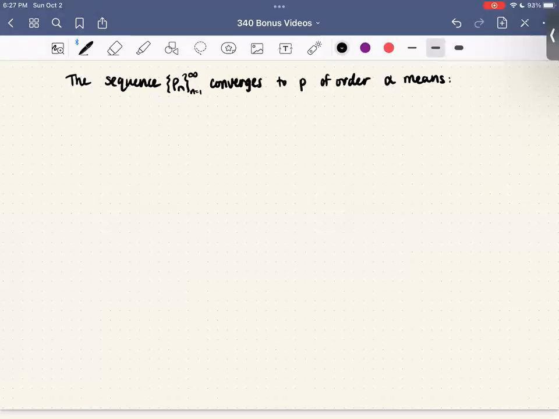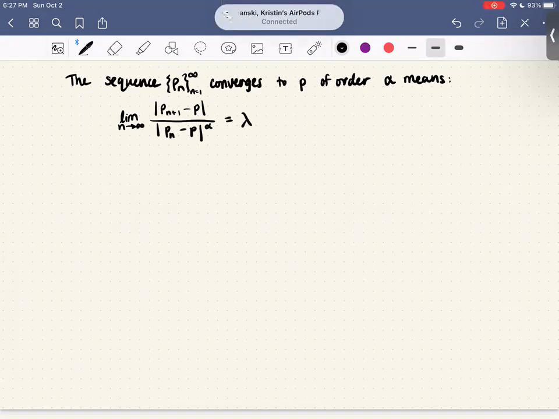All right, today we're going to talk about the order of convergence of a sequence. And when we say that a sequence Pn from n equals 1 to infinity converges to a limit p of order alpha, this means that if we compute the limit as n goes to infinity of the absolute value of Pn plus 1 minus p over the absolute value of Pn minus p to the alpha power equals some constant lambda.